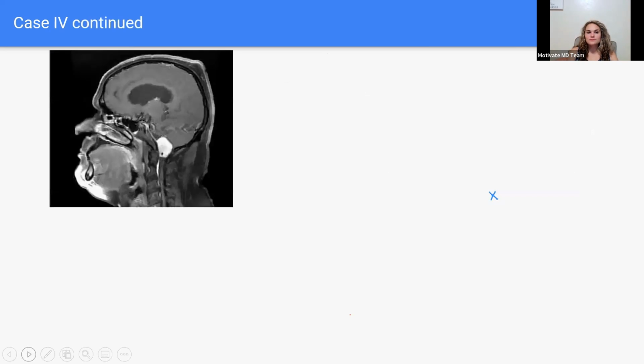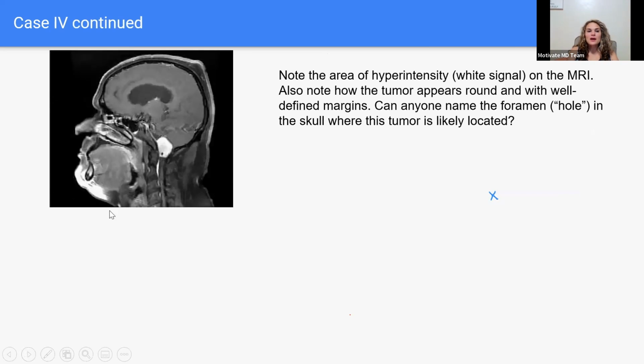Okay, so this is what you get. Note how the areas of hyperintensity, which is the white signal right here, note what that is. Obviously, that's not normal. So also note how the tumor appears round and well-defined. So not like the glioblastoma, but more like our pilocytic astrocytoma picture. So can anyone name where in the skull this tumor might be located?